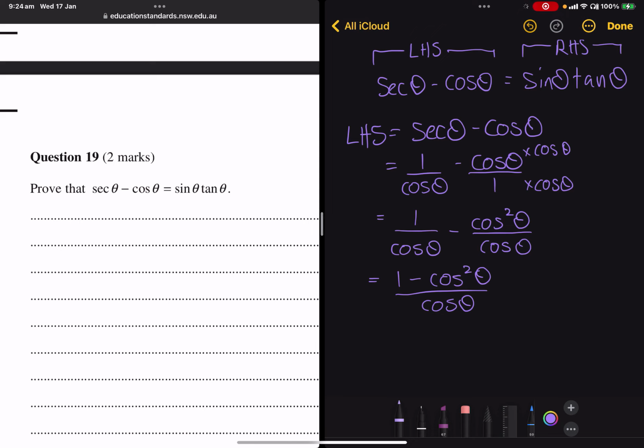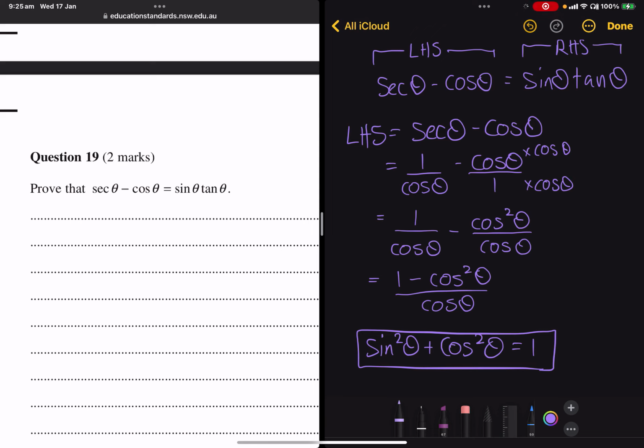The numerator, of course, is 1 minus cosine squared theta. Whenever you see cosine squareds or sine squareds, this immediately in your mind should remind you of the sine squared theta plus cosine squared theta equals 1 identity. It's really an identity because it's always true that sine squared theta plus cosine squared theta is 1 for standard values of theta.